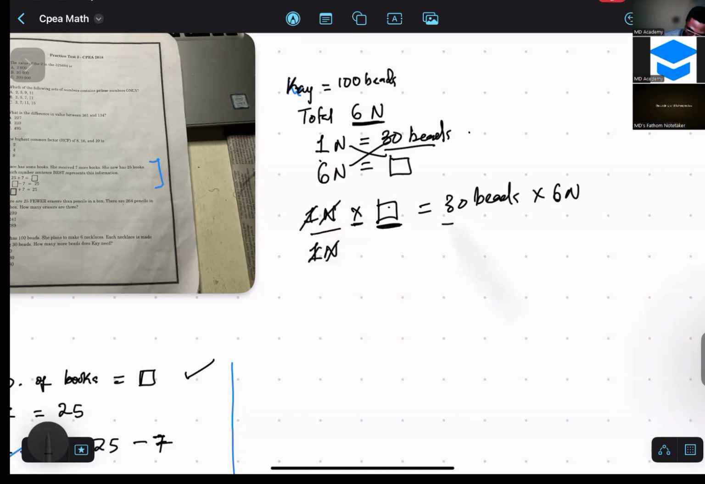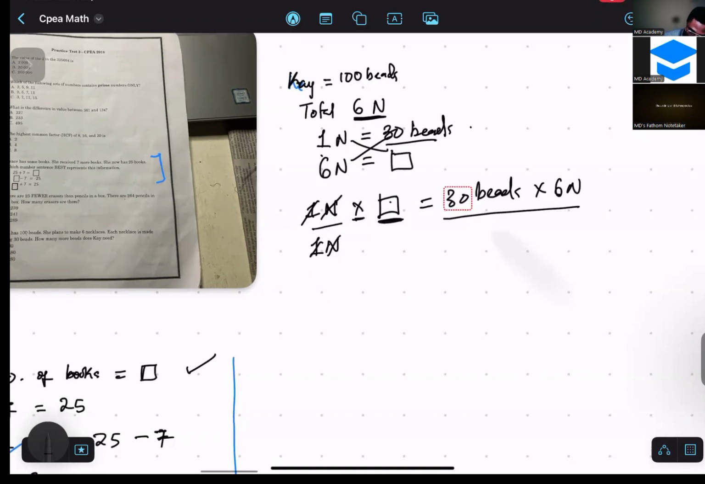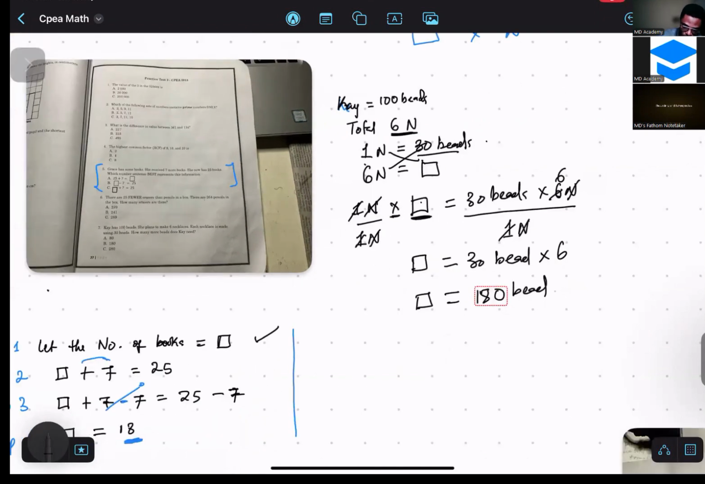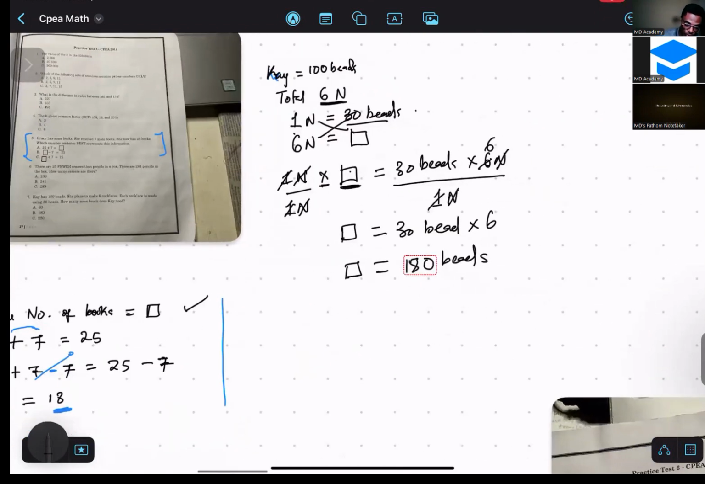And we can do the same thing here, and what? Divide by what? 1 necklace as well, which is 1n. And that will cancel this necklace, and what? 1 cancels, 6, we keep 6. And then we have the box will be equal to 30 times 6. This is an important technique that could be used to solve even more complex problems. 30 times 6 will be the same thing as 180 beads. And that does it for us. So it means that the unknown, which is the box, is equivalent to 180 beads. And that's what we would need to make 6 necklaces.